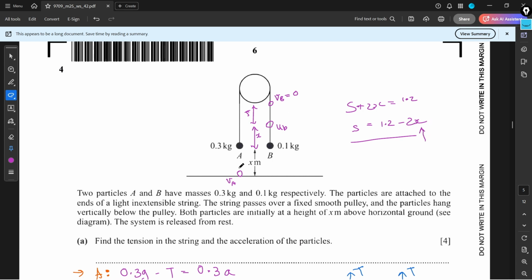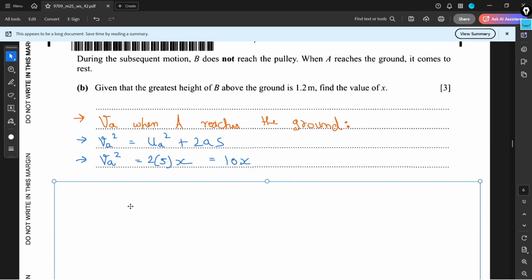The first process is to find the velocity of particle A just before it hits the ground. That will be the same velocity for particle B when it travels in the upward direction under the acceleration of gravity. And here, we are going to calculate this distance with respect to x until this velocity becomes 0. That is how I'm going to find x. Let me show you exactly what I have done to get the value of x. To start with, I am finding the velocity of particle A as it reaches the ground.